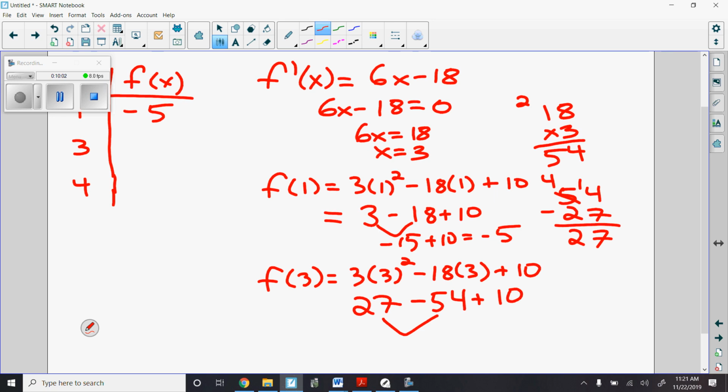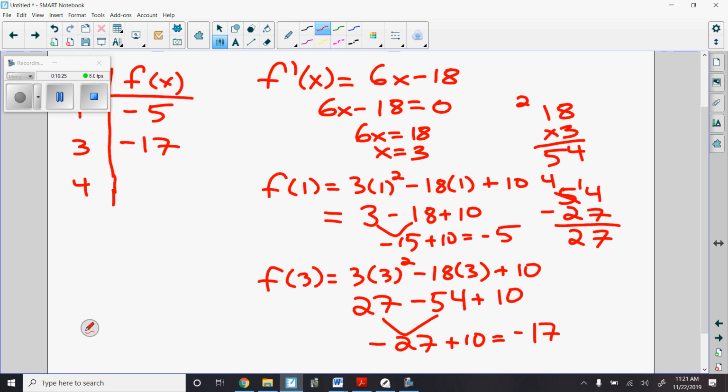Okay, but here's where we need to be careful. I saw some mistakes on this on the last test. 27 minus 54 is a negative number. So even though I got 27 for my solution, I need to write negative 27. There we go, negative 27 plus 10 is negative 17. Okay.